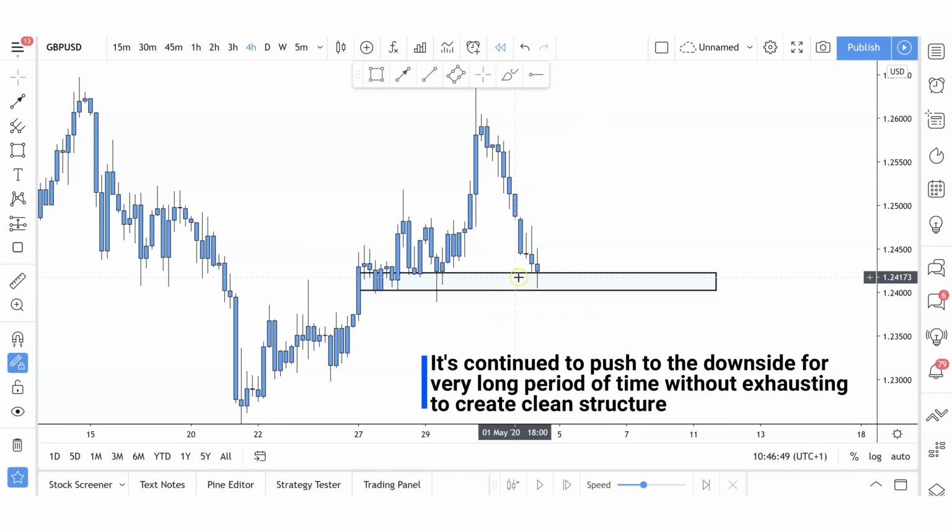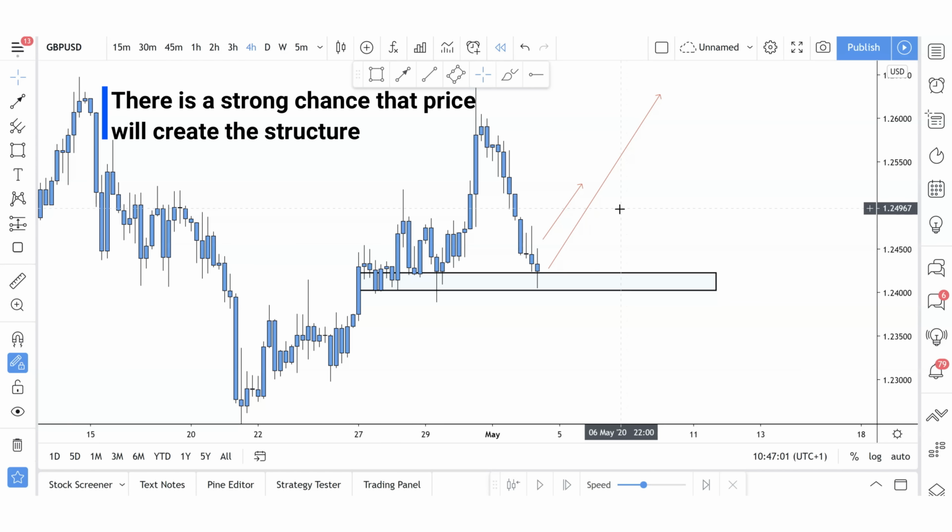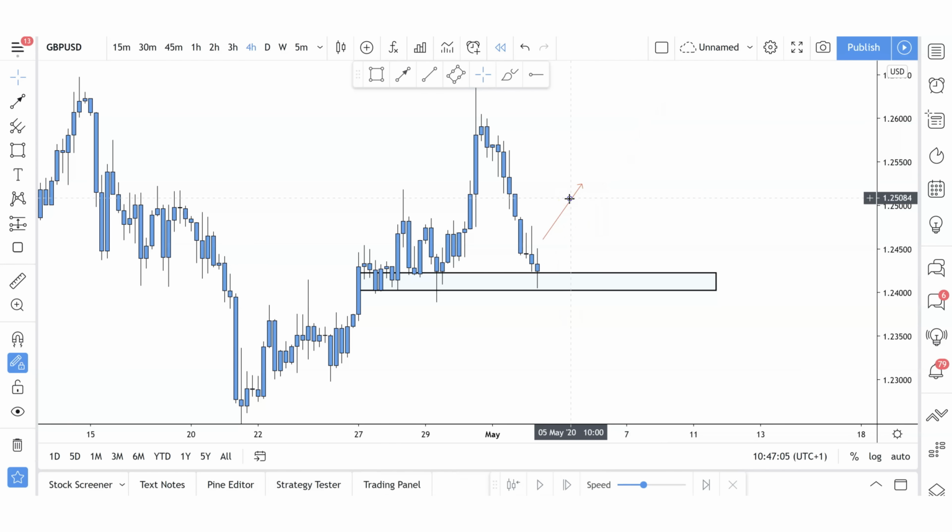It's continued to push to the downside for a very long period of time without exhausting to create clean structure. Whether this market structure wants to make the new higher high now or whether it just wants to pull back, it has not done that yet, which means there is a strong chance that price will create this structure. How do we find added confluence?